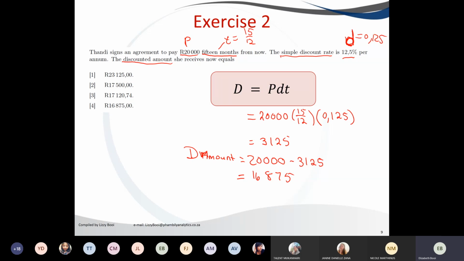Remember, if she's going to be paying 20,000, she's not going to be paying that 20,000 in 15 months because she receives a discounted amount of 3,000 Rand. So in 15 months, the amount that she will have to pay off will be the 16,000 Rand. Okay, so she's receiving 20,000, but she's only paying back 16,000. Yes, in 15 months because it is discounted with 12.5.